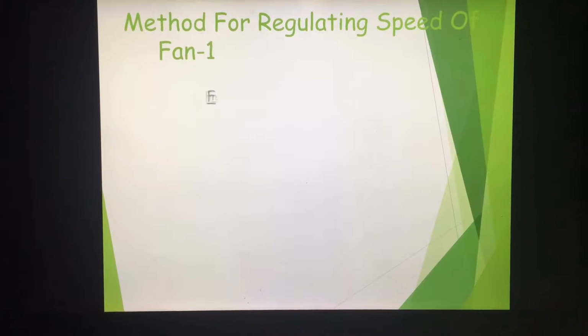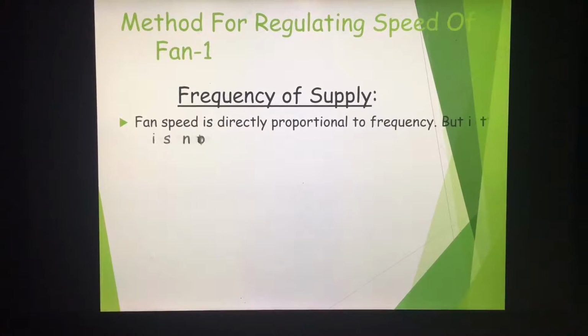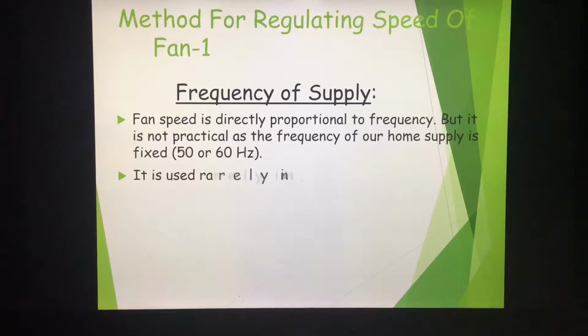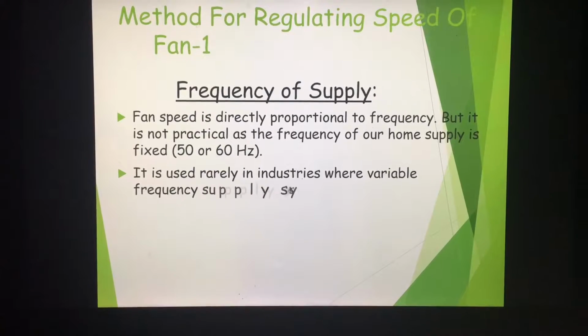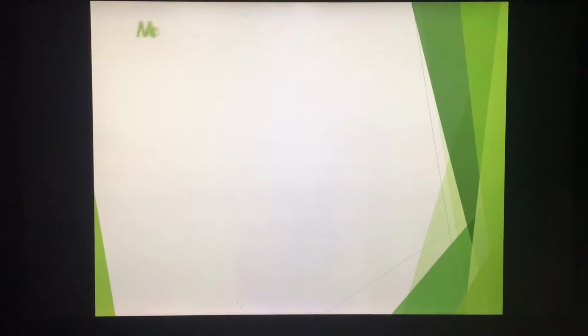Frequency of supply. Fan speed is directly proportional to frequency, but it is not practical, as the frequency of our own supply is fixed, 50 or 60 Hz. It is used rarely in industries where variable frequency supply systems are available.